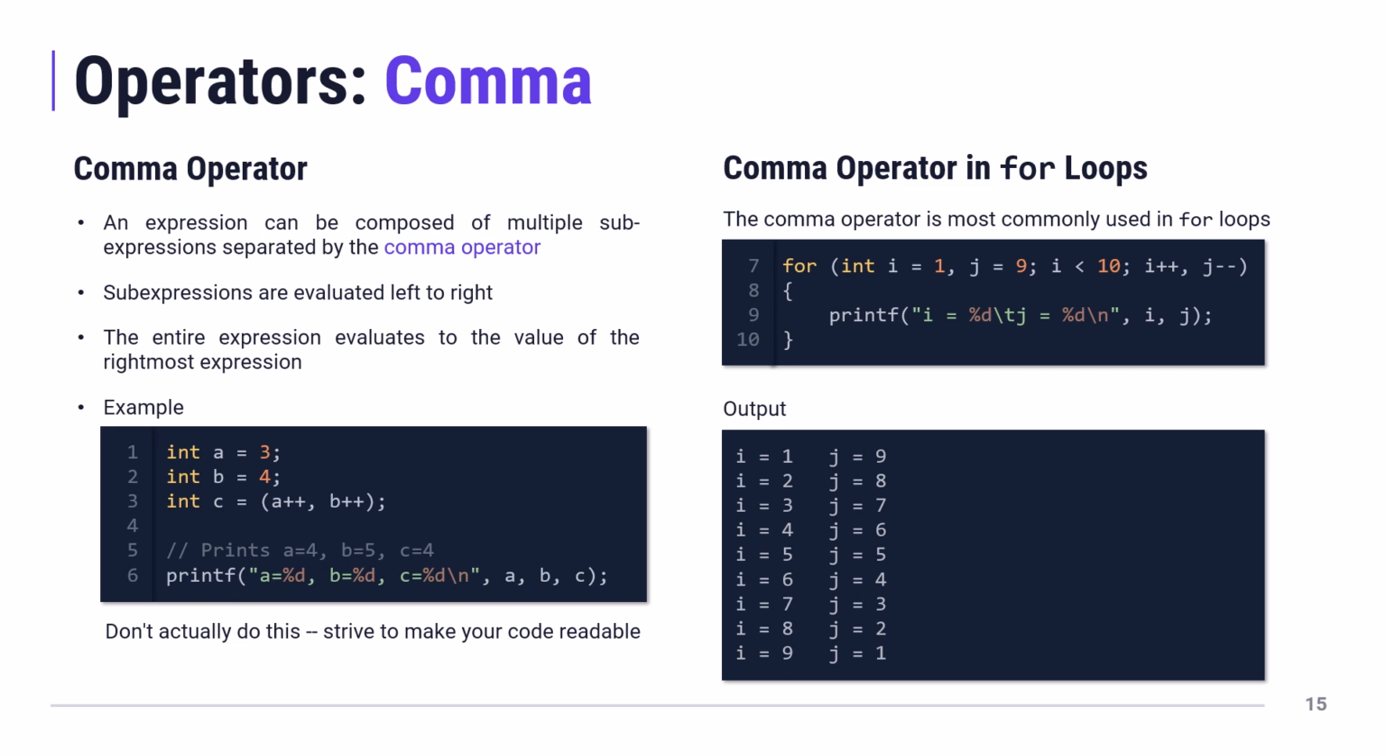Of course, we use it most commonly in for loops, so on line 7 there, we are using it both for the initializer to initialize 2 variables, i and j, and then we use it in the loop expression as well to both increment i and decrement j.